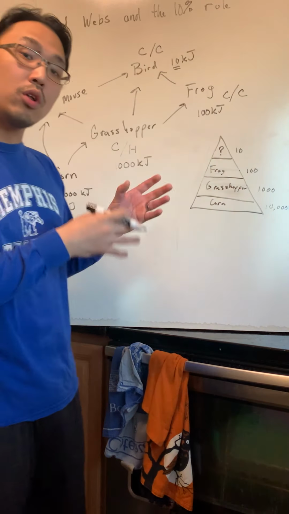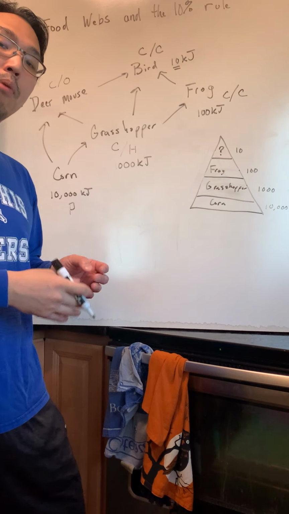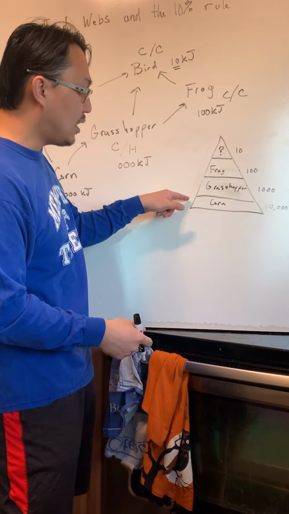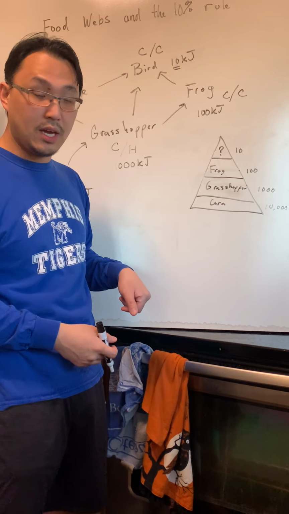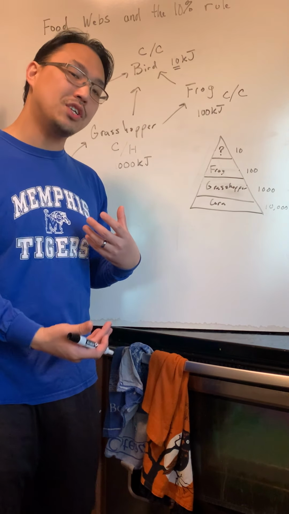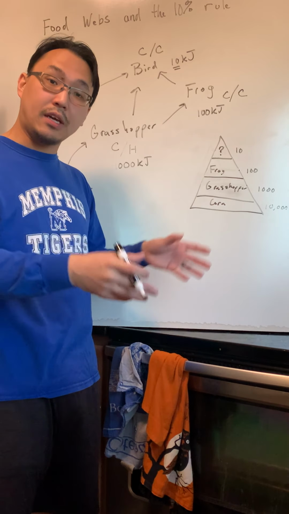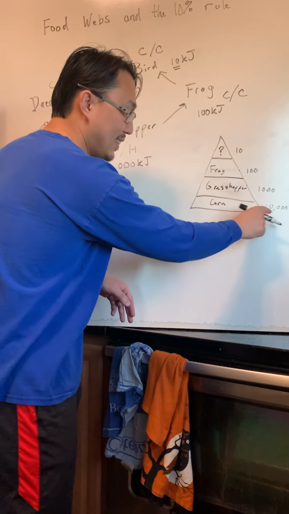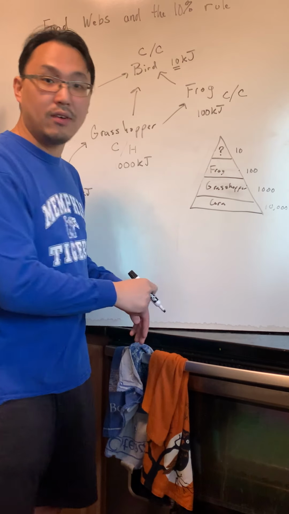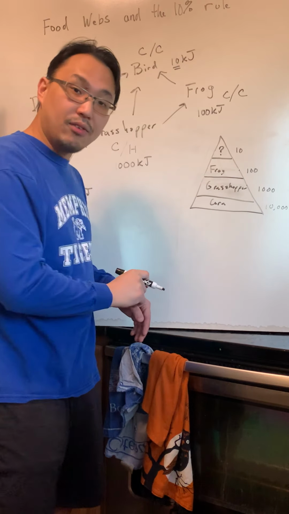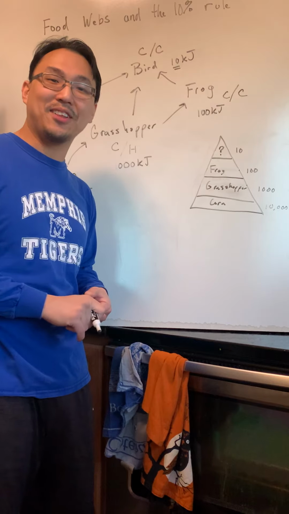So you can see that we're losing a lot of energy per trophic level. And so these are different trophic levels that we see. And a trophic level is just simply the amount of energy within that particular area. So this one has 10,000 kilojoules, that's one trophic level. Second trophic level only gets 1,000 kilojoules.